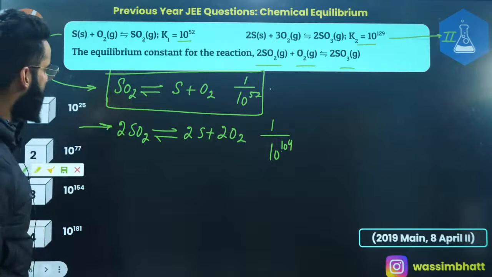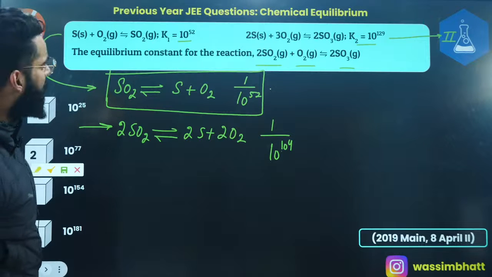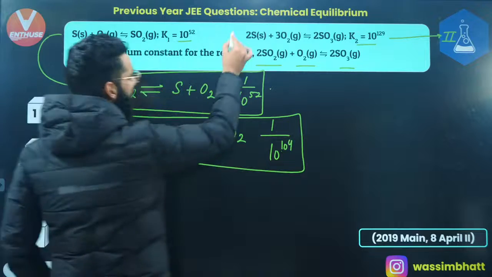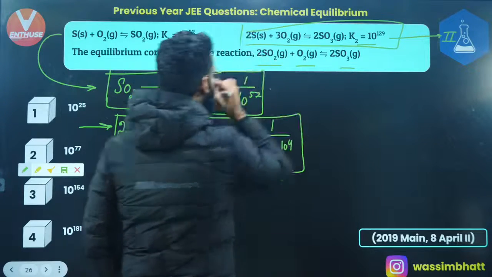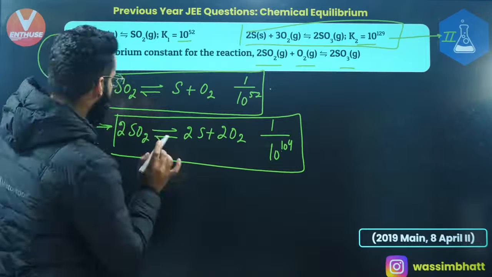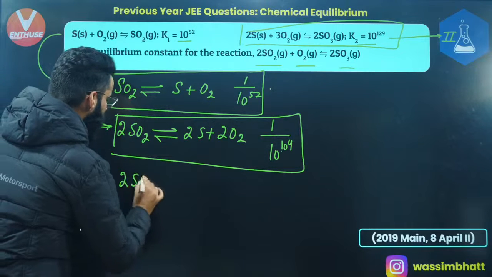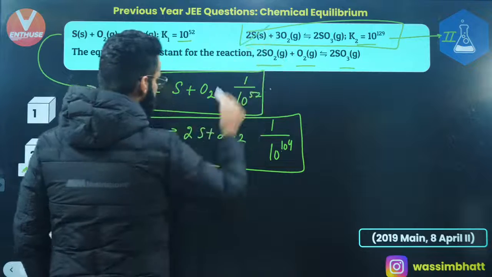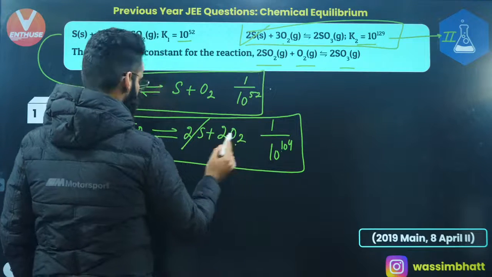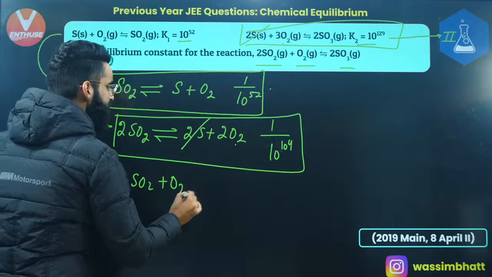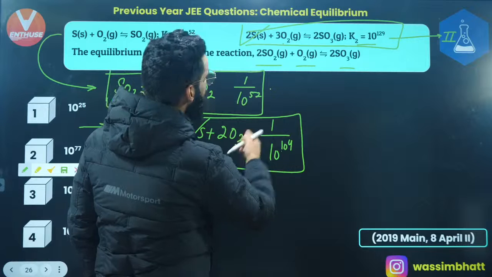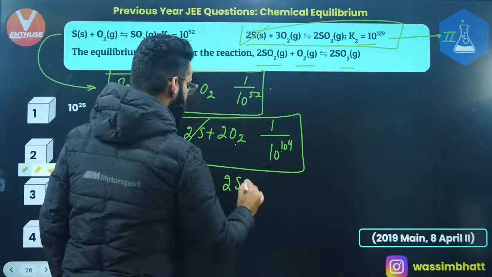Now you do one thing. You're going to add this reaction and this reaction. If you add the two reactions, what do you get? I'll clearly say you get 2 times SO2. The twice sulfur gets cancelled out, right? 3 times O2, 2 times O2, so there'll be 1 O2 left on this side. On the other side, I'll be having 2 times SO3, right?